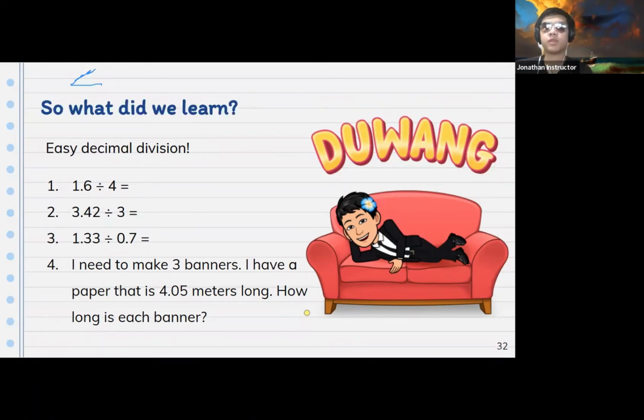The first one is, I'm pretty sure, 0.4. And the second one is supposed to be 1.14. Yeah, 1.14. And then 1.33 divided by 0.7 is 1.9. And if I have 3 banners and a paper that's 4.05 meters long, it's 4.05 divided by 3. The answer for that is going to be 1.35. I did not put answers for these, so my bad.